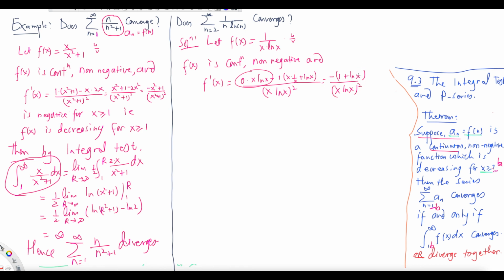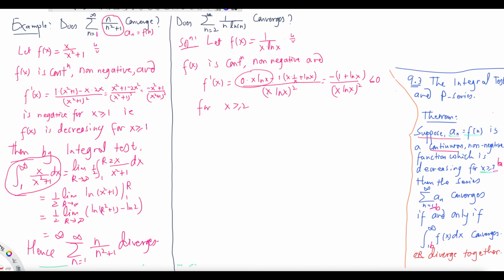Okay, guys. So here, this is less than or equal to 0 for x greater than or equal to 2. You see that? We are taking n equals 2, so n equals 2, 3, 4, 5 like that. So I'm saying x is greater than or equal to that number.